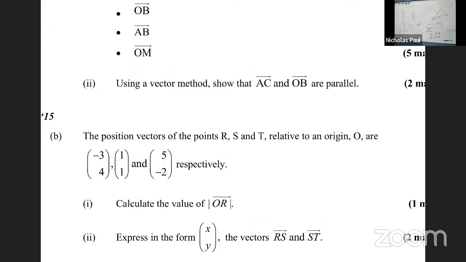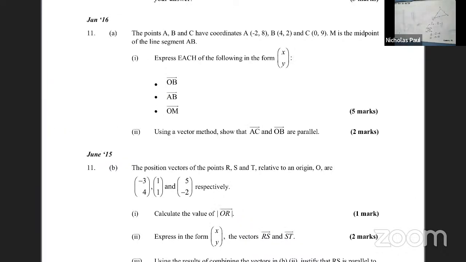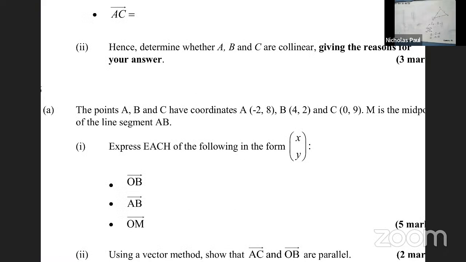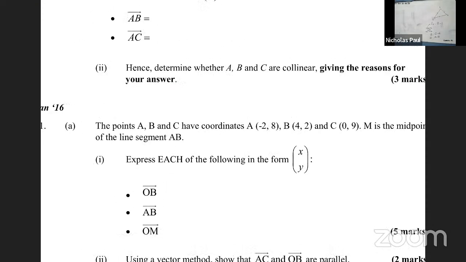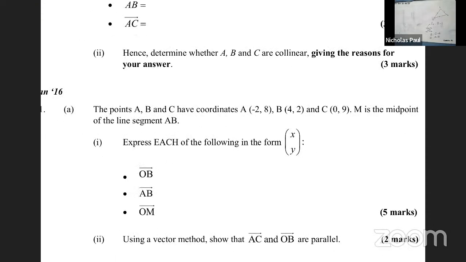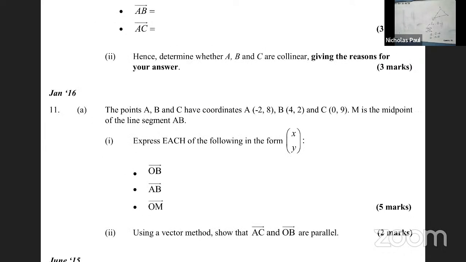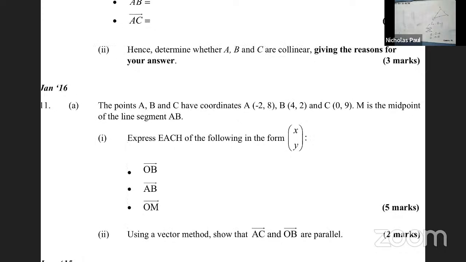Next one here, June 2015. Actually, do this one here instead. Do Jan 2016, and we'll talk about parallel right after. June 2016, Jan 2016, please. Do part A, part 1. If you can't do the vector method, I will show you how to do parallel, right? They gave you the points this time, so take your time.